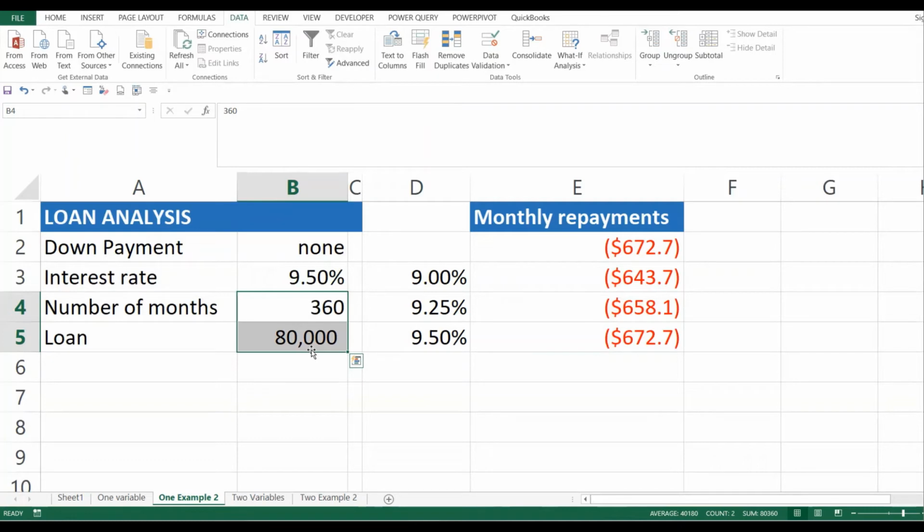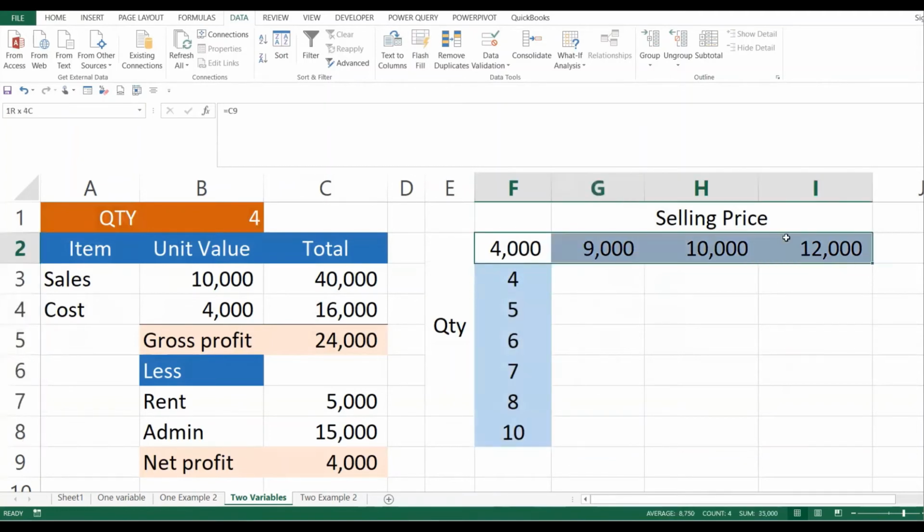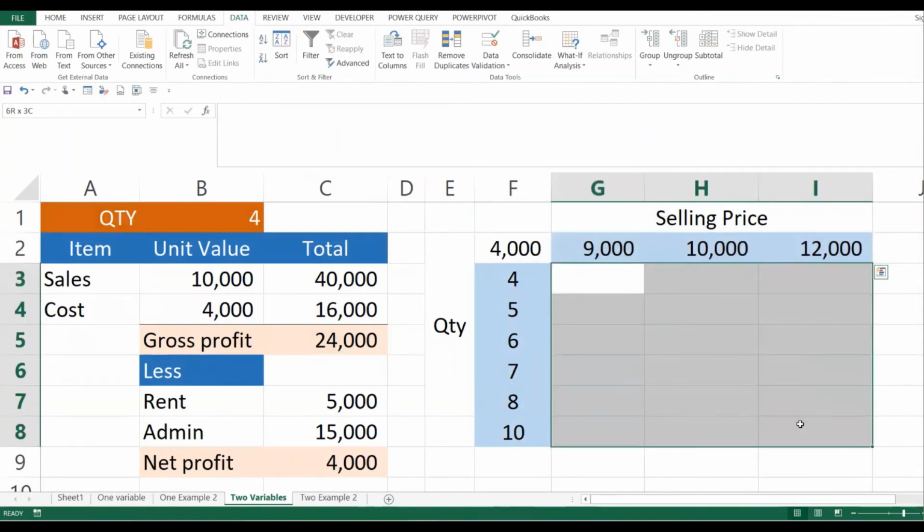Now, in the next part of my video, I'm going to look at the same examples again, but in these ones, I'm going to have two variables which are varying, and I study the result of one. So let's go here. Now, in this example, I'm going to vary the quantities and also vary the unit price, but what will be my net profit?